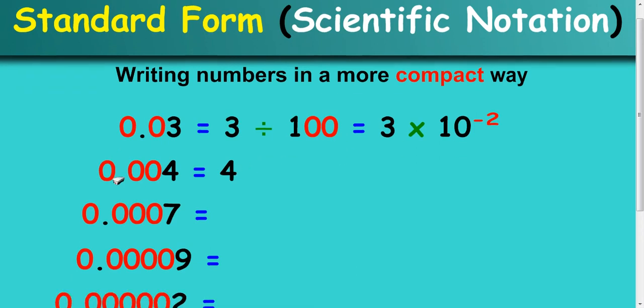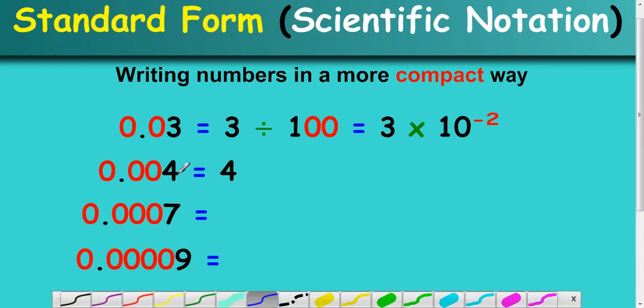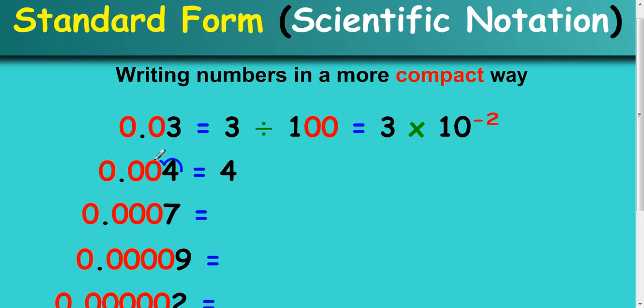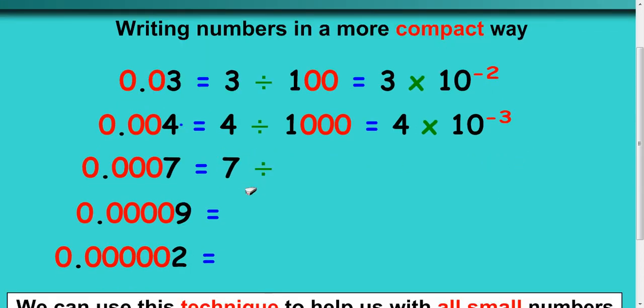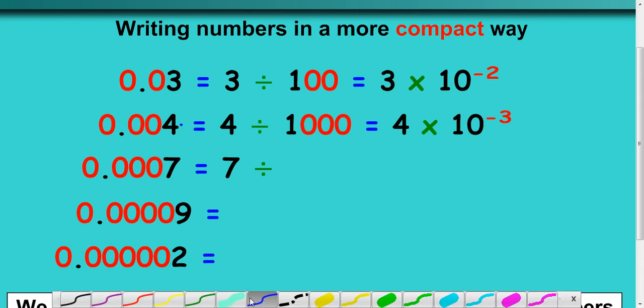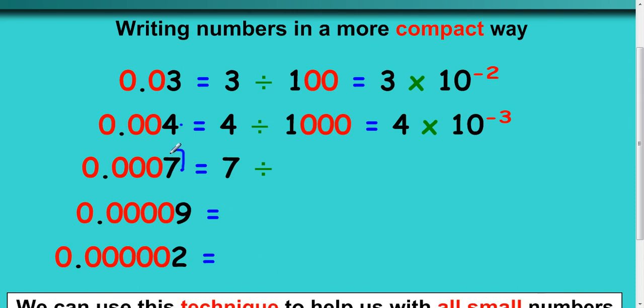Same idea with the 0.004, that's the same as 4 divided by 1000. If you think about the decimal point being here and moving back 1, 2, 3 places, that is exactly the same as dividing by 1000. Or another way to look at it is 4 times 10 to the negative 3. Okay, we've got 7 divided by, so if you think of the decimal point here, you're going to have 7 divided by 1, 2, 3, 4. So that's going to be 7 divided by 10,000, isn't it?